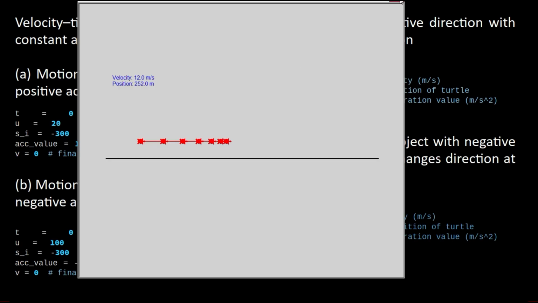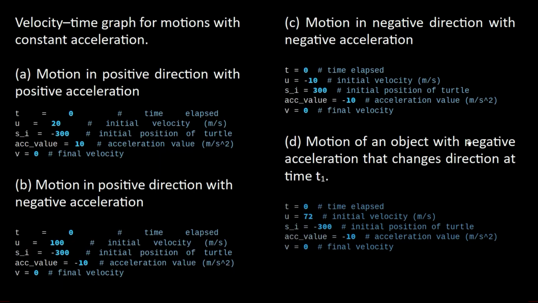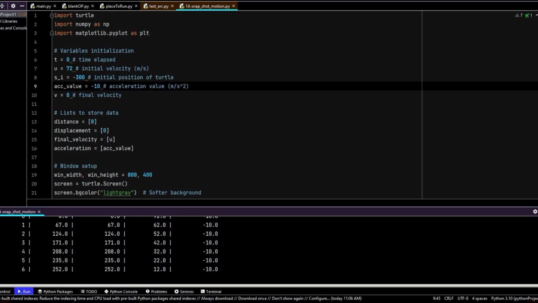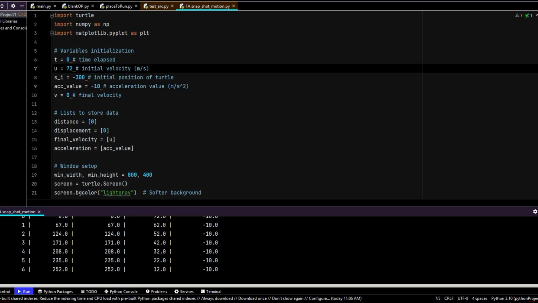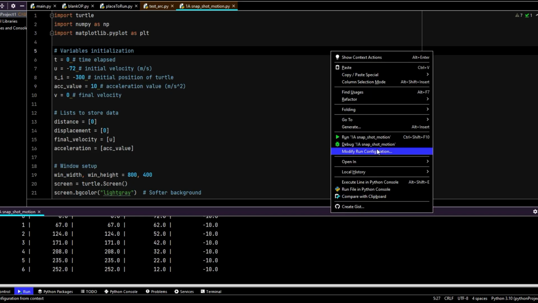So you can see the velocity will be positive but reducing. I think we did this already. Motion of object with negative acceleration that changes direction at time t. We have missed this though. The object was supposed to be moving to the left. It was moving to the left and it will slow down. Okay, let me show this.